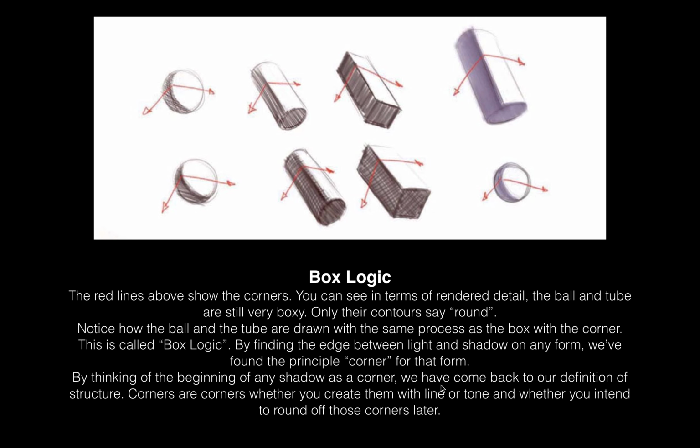By finding the edge between the light and the shadow on any form, we found the principal corner for that form. So by thinking of the beginning of any shadow as a corner, we can come back to our definition of structure. Corners are corners whether you create them with line or tone, and whether you intend to round off those corners later. So any time you lay down a shadow, you're actually creating a corner that's moving backwards in space away from you.